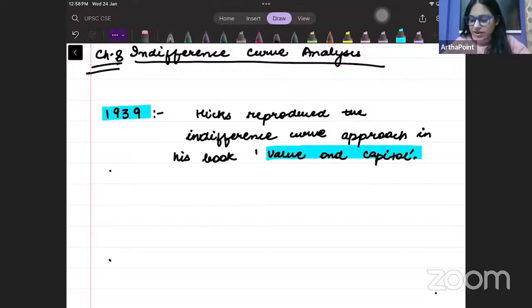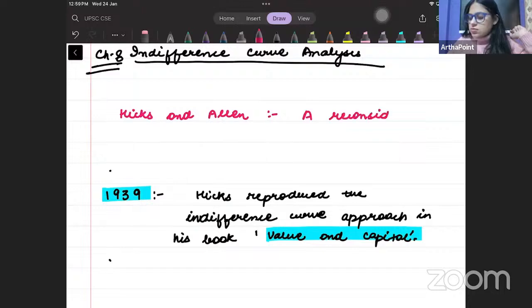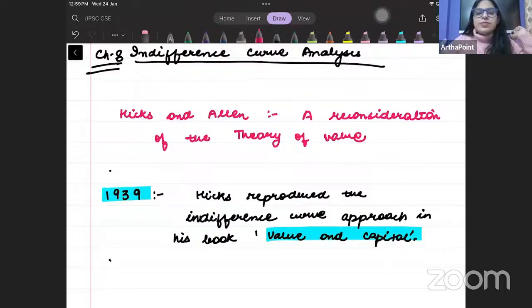Actually, before 1939, Hicks and Allen, two economists, had written a paper called A Reconsideration of the Theory of Value, and in that paper they criticized Marshall in detail.